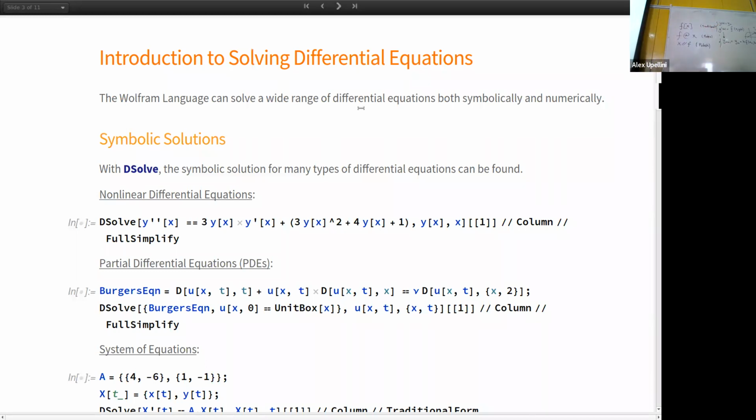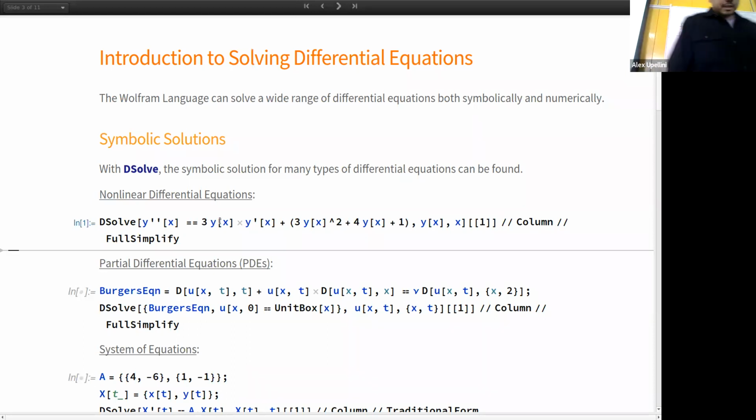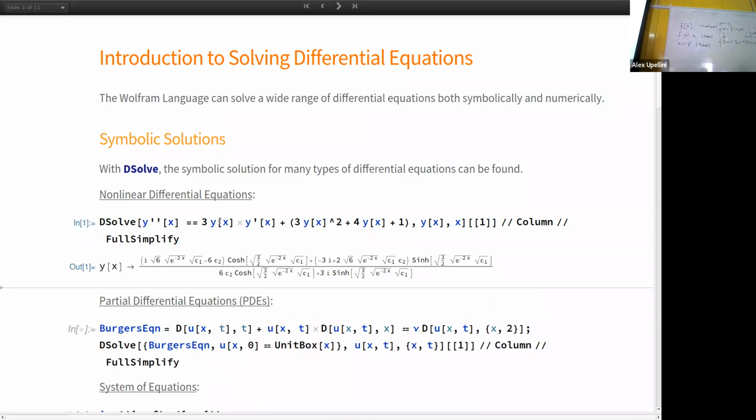So what I have here is simplify applied to the solution, seen as a column of this thing. Okay? Well, if you evaluate that, you will get the solution of the differential equation, which is this function. And you can see something interesting: there are some constants, C1, C2, that are integration constants. This is a second order equation, so I have two integration constants.